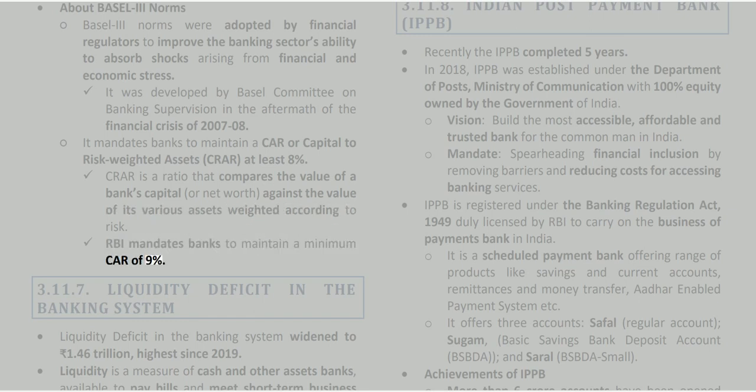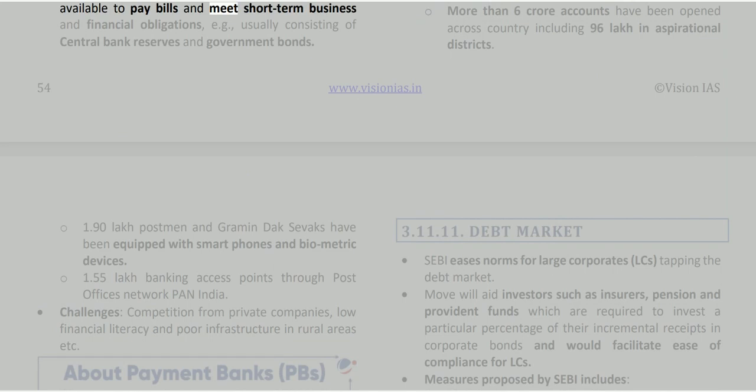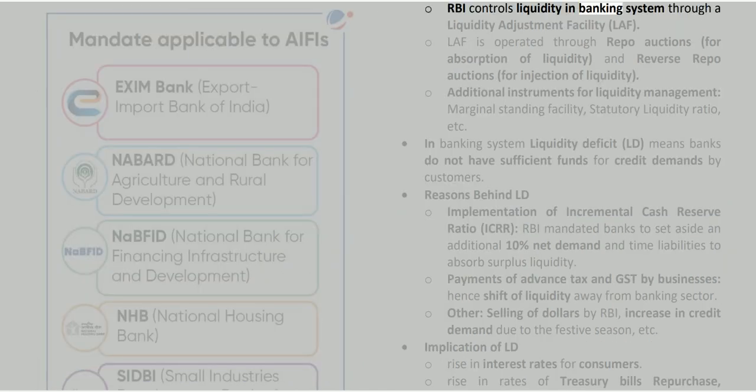3rd November: Liquidity deficit in the banking system. The liquidity deficit in the banking system widened to 1.46 trillion rupees, the highest since 2019. Liquidity is a measure of cash and other assets banks have available to pay bills and meet short-term business and financial obligations, usually consisting of central bank reserves and government bonds. RBI controls liquidity in the banking system through a liquidity adjustment facility, LAF. LAF is operated through repo auctions, for absorption of liquidity, and reverse repo auctions, for injection of liquidity. Additional instruments for liquidity management are the marginal standing facility, statutory liquidity ratio, etc.